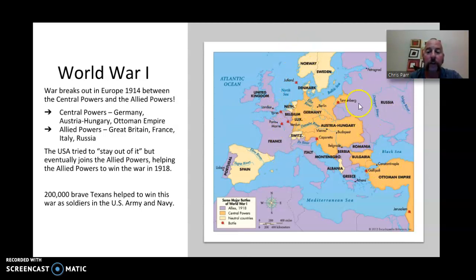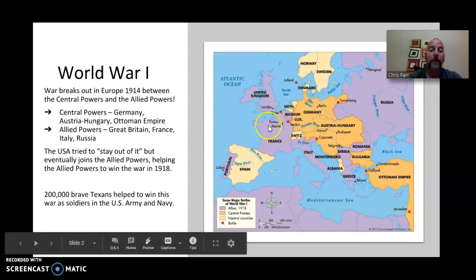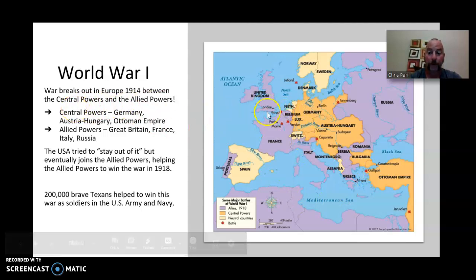Now, there are a couple other countries involved, but the main power brokers, the countries with a lot of strength in the Allied powers, were Great Britain, France, Italy, and Russia. Great Britain, the United Kingdom, France, Italy, and Russia. These were the main big guys. Yes, there are some others you see on the map, but those were the main big countries. And the Central powers were Germany, Austria-Hungary, and the Ottoman Empire.